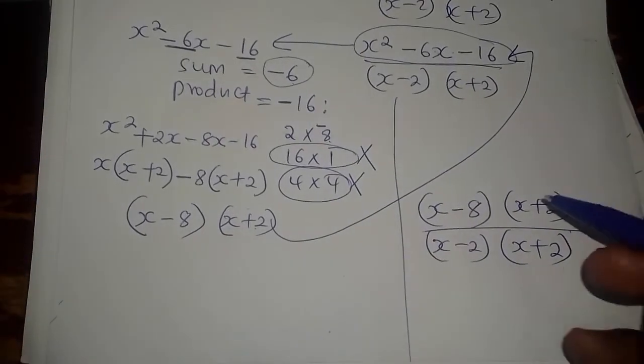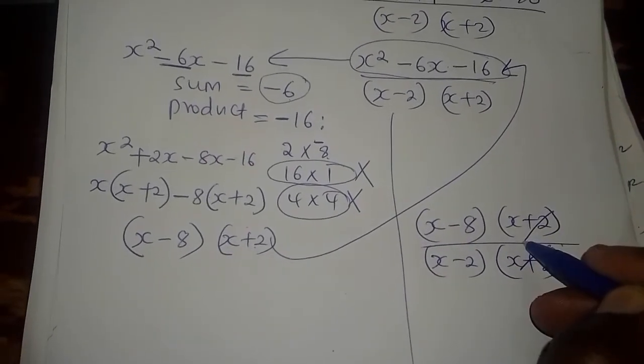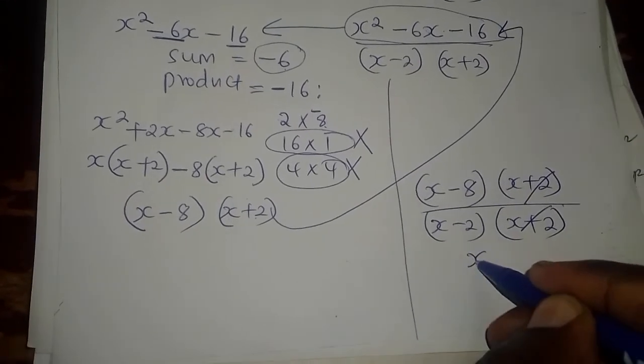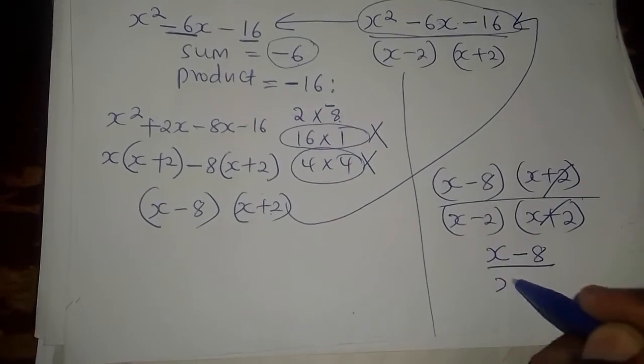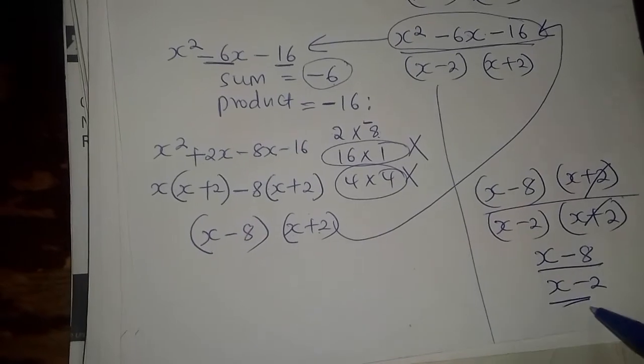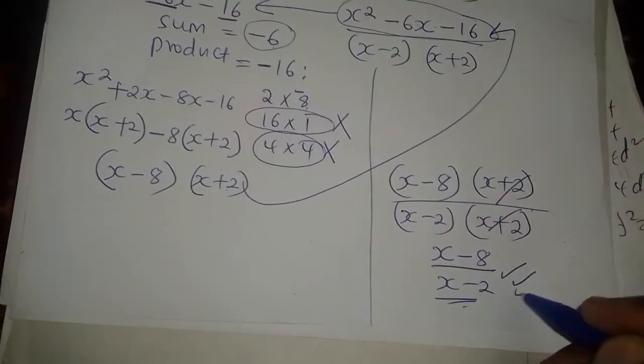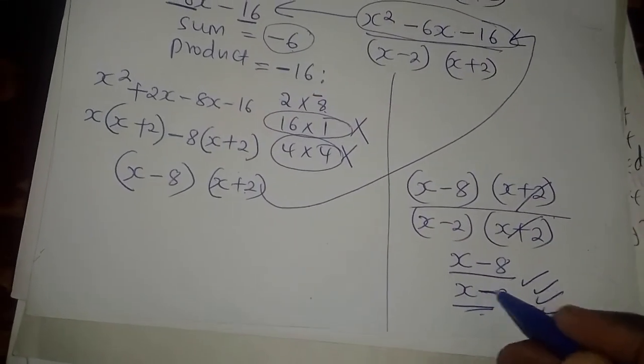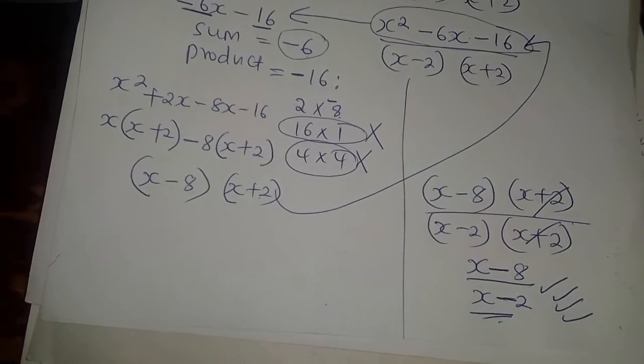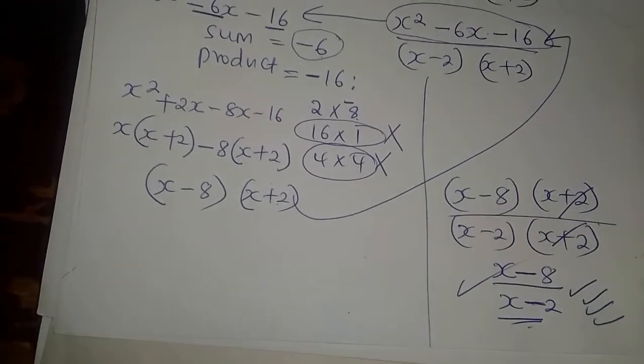That is to say that this and this will disappear because they are similar. Then what do we have at the end of the day? x minus 8 over x minus 2. Very good. That's what you're supposed to do. This one becomes our simplest answer, that you cannot factorize further or simplify. That one becomes your final answer.